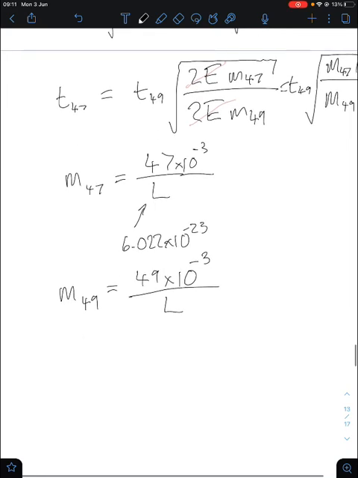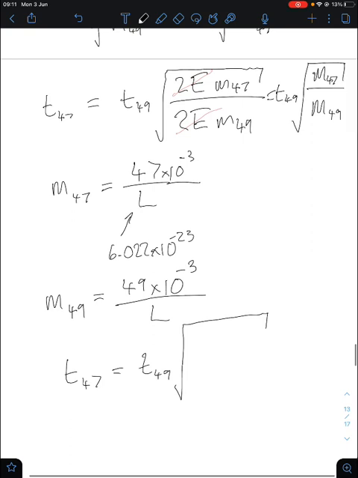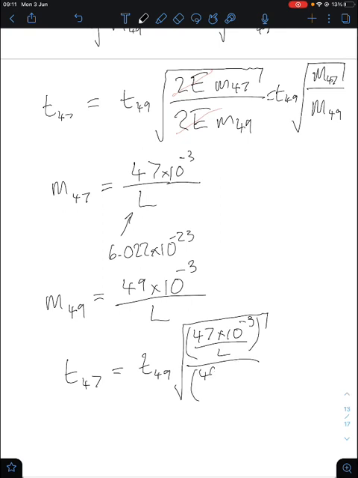Okay, so we're going to substitute these into our expression. So we've got the time of flight for the 47 ion. This equals the time of flight for the 49 ion, times the square root of the mass of the 47 ion, which is 47 times 10 to the minus 3 over L, over the mass of the 49 ion, 49 times 10 to the minus 3, again divided by L. So we see here we've got a divide by L on the top and divide by L on the bottom, so we can just cancel these out. We've also got a times by 10 to the minus 3 on the top and on the bottom, so we can cancel these out also. So we're left with this as our expression.